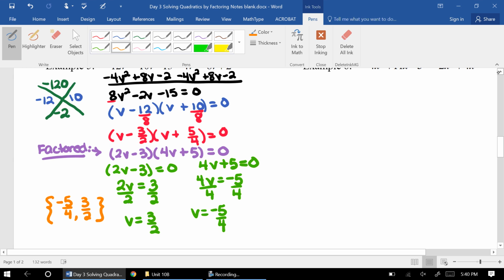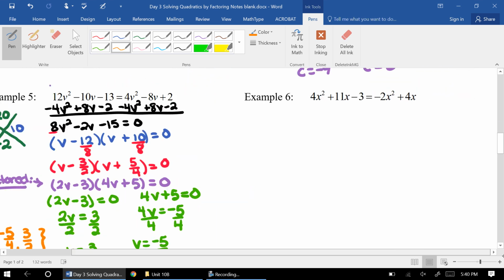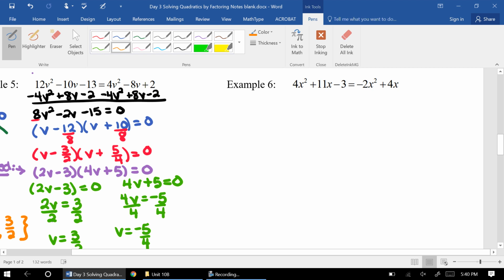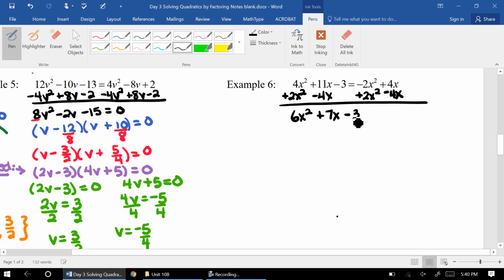And example number 6. As I take a look at example number 6, again, please first move everything over to the left so that I have my quadratic set equal to 0. So add 2x squared and subtract 4x. So that's going to give me 6x squared plus 7x minus 3 equals 0.